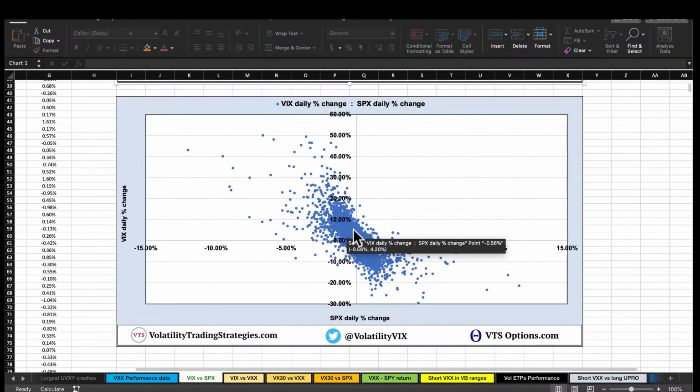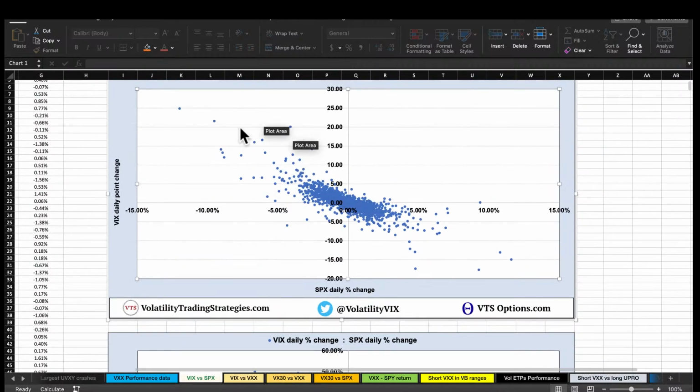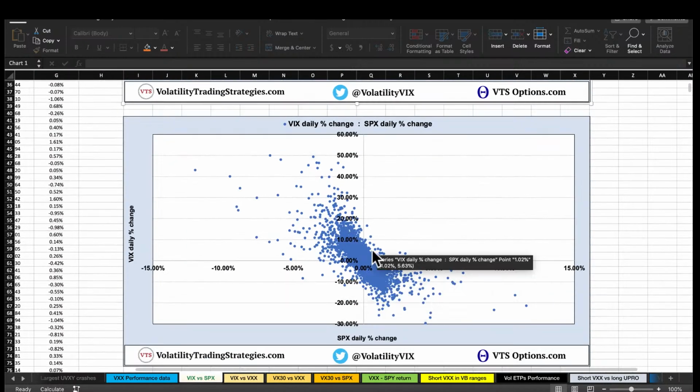If we plot the percentage change, we get a similar looking plot. Now, the slope is different because the scale is different, but you can see that most of the points are distributed between there, and we get the upper left quadrant here, just like here, and the lower right quadrant. Everything is good here.